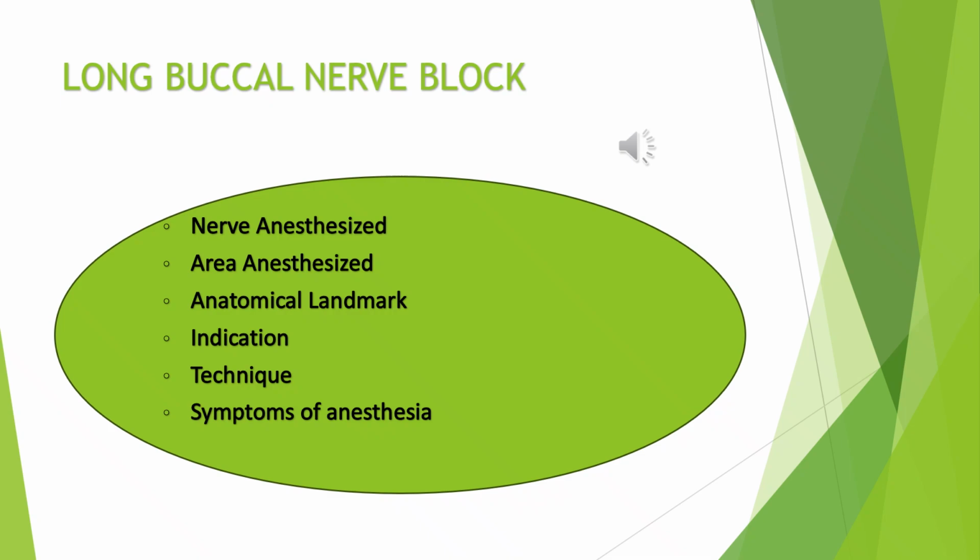Only two landmarks will be followed, that is the external oblique crease and retromolar triangle. And this block is indicated for surgery on the mandibular buccal mucosa and to supplement the inferior alveolar nerve block. So we have the technique for this block. A 1-inch 25 gauge needle is inserted into the buccal mucosa just distal to the third molar, and 0.25 to 0.5 ml of solution is deposited in this area.